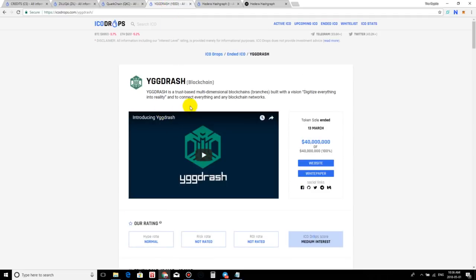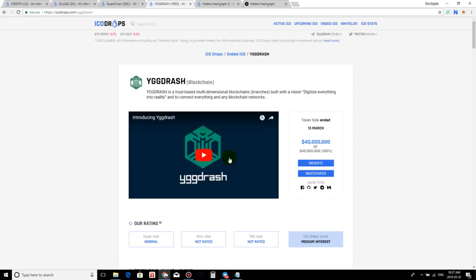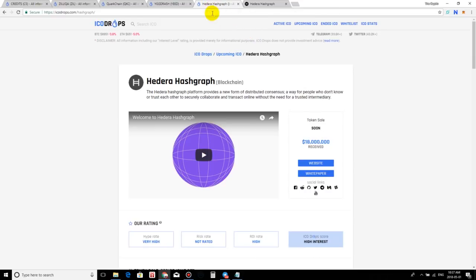We got Yggdrash. It's a trust-based multi-dimensional blockchain built with a vision. They're talking about blockchain 3.0, building alternate parallel branches. This is crazy too. It's all about speed. But guys, when we're talking about Hashgraph, this is an entirely different animal. And yes, I know Hashgraph is an ICO, but I'm just using them as a reference point. So let's get right to it, guys.